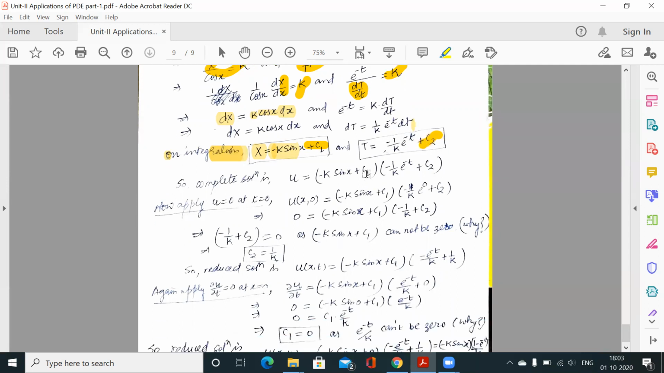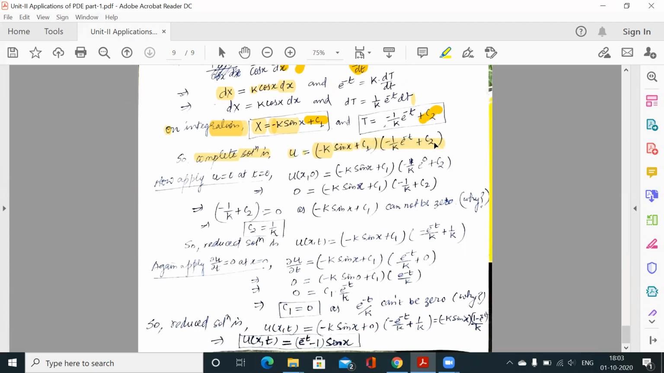So we have got the values of both variables, x and t. So the complete solution is u is equal to X into T. So this is the x value, this is the t value. Now this is our complete solution, but we have to get the particular solution.